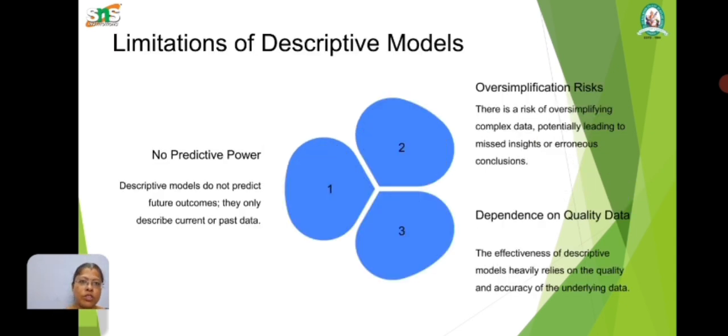What are the limitations if we use this type of model? It does not predict future outcomes. It can summarize the data, and it can use the data to make the result, but it will not predict the 100% result. That is a limitation, and it only describes the current or past data. Then there is the oversimplification risk, a risk when using complex data, insights, and correlations. And then the quality of data. A descriptive model heavily relies on the quality and accuracy of the underlying data. If we insert quality data, we can get an accurate result.